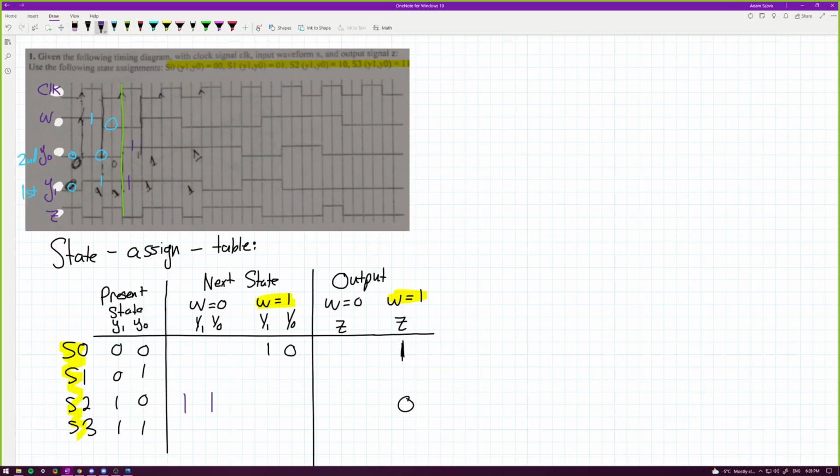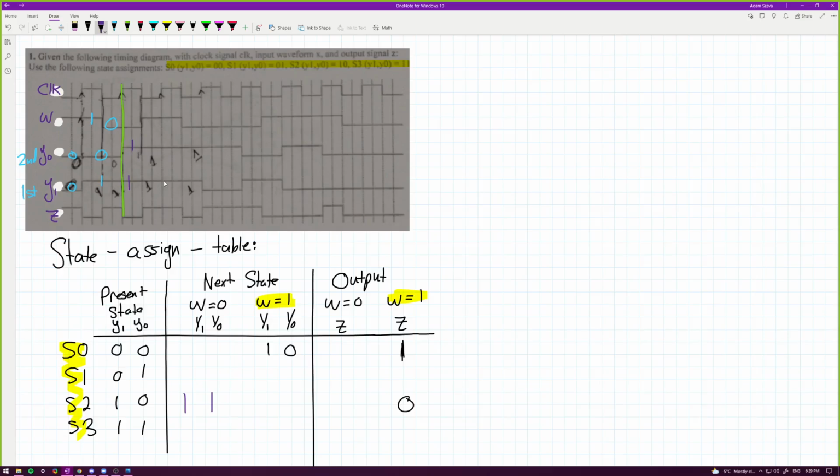Sorry, just prior to that positive edge, the input changed from 1 to 0 while still in state 0, 1, and the output changed. So should we also note that down? Yes, we will note that down for sure. Yes, we will note that down next. I was going to get the next state first, but yeah, that's true. Yes, there is the next part here.